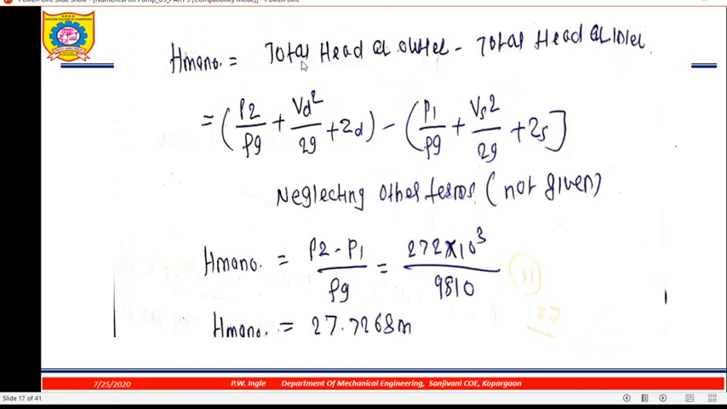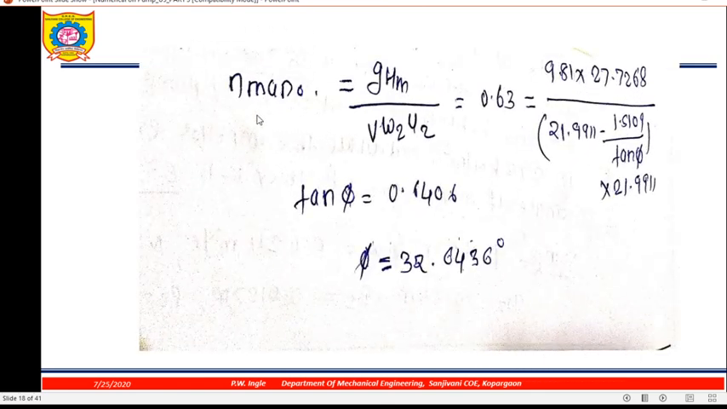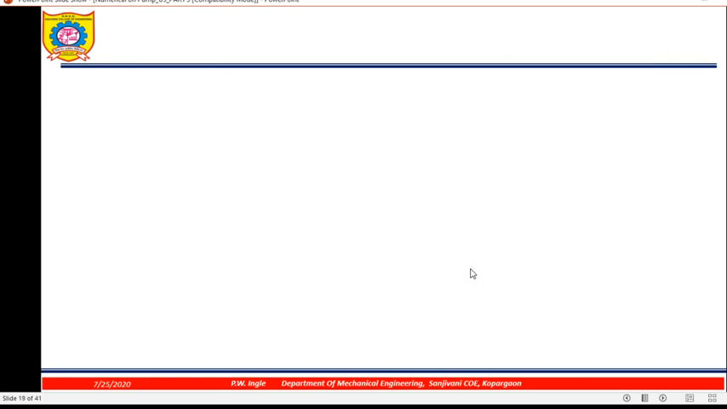Now H manometric is what? Total head at outlet minus total head at inlet. So neglecting other terms because these are not given, you can calculate what? H manometric as P2 minus P1 by rho g. So you'll get H manometric. By getting H manometric, you can calculate manometric efficiency. You can use the manometric efficiency. Okay, so you will get phi angle. It is 32.6436 degree.